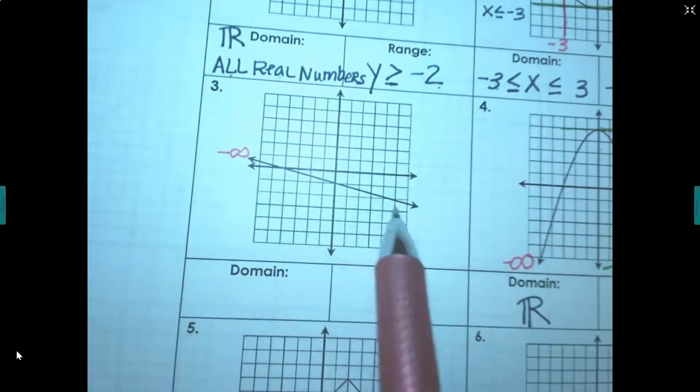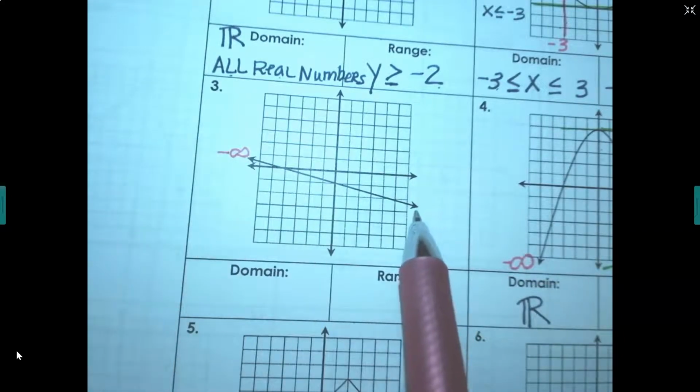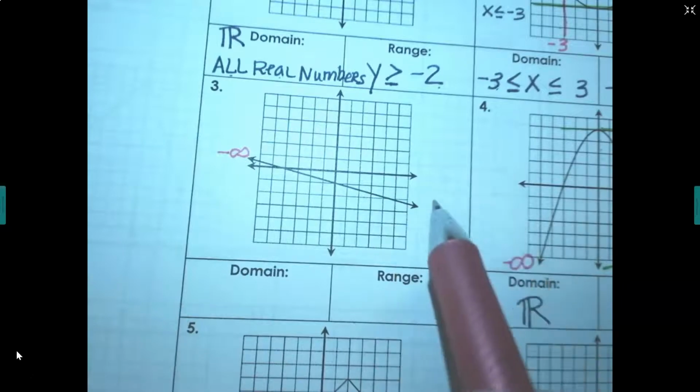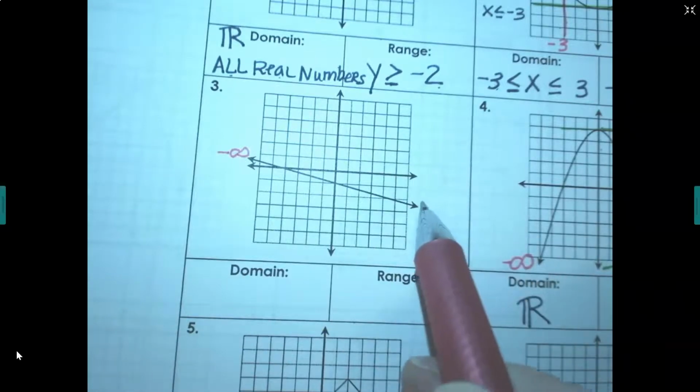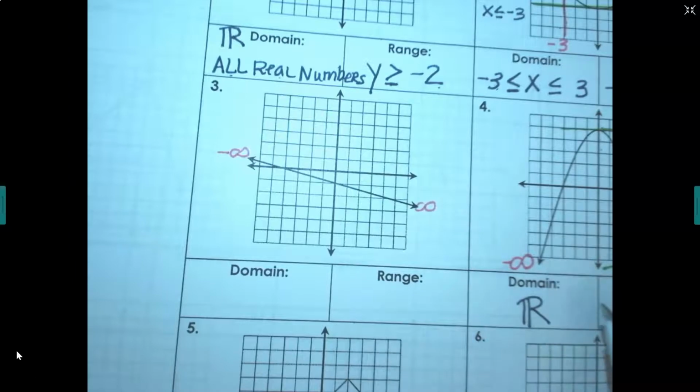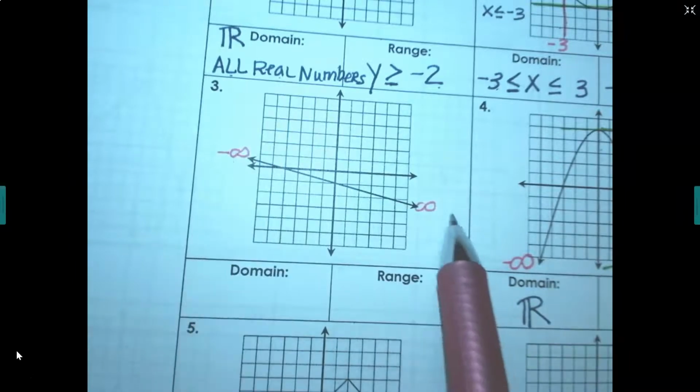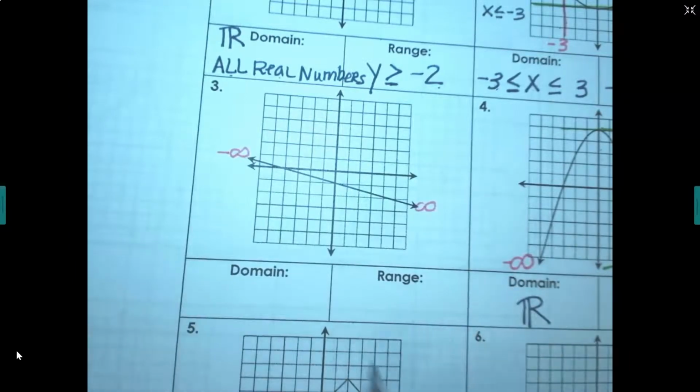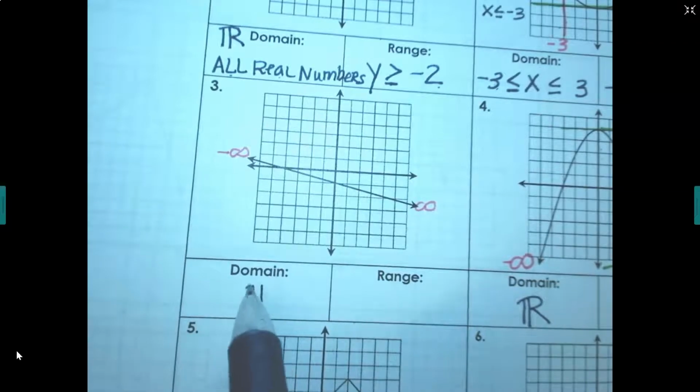So I'm going to follow my graph. On the right-hand side, it also has an arrow. So my x values to the right forever go to positive infinity. -infinity to positive infinity is all real numbers.